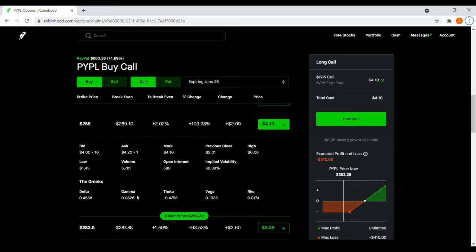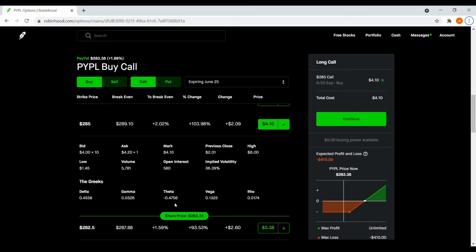So next we're going to be talking about gamma. Gamma is delta's right-hand man. It's delta's expected rate of change. So if PayPal goes up $1 to $2.84, the premium price will go up by 0.45. And then if it decides to go up another dollar, your delta will increase by whatever the gamma is. So this will be 0.48. So on that next dollar, your premium price will go up by 0.48. It's pretty simple.